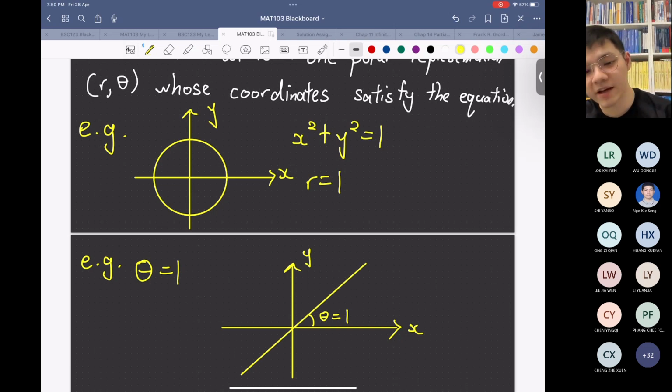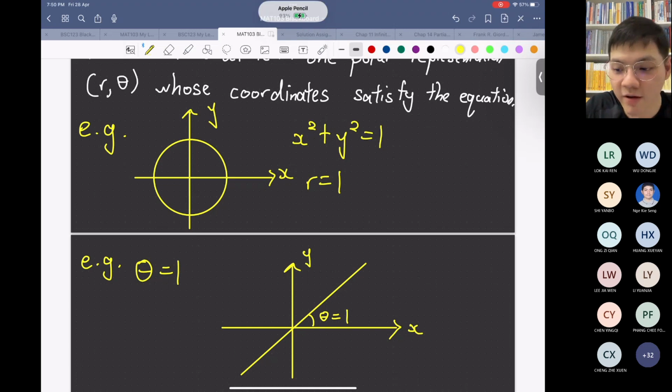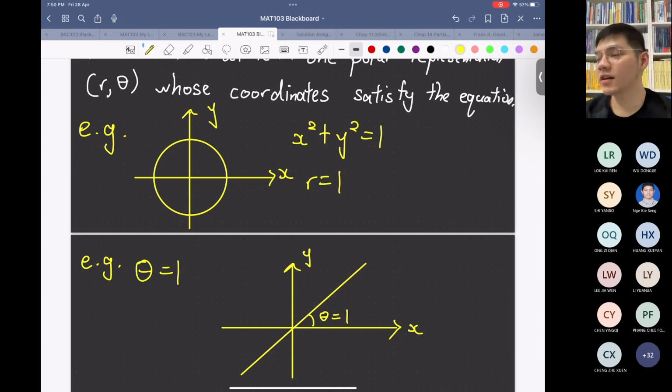So it seems that we can describe more things now with a function. This is an advantage of using polar coordinates. I think this is a good place to stop. So let's take 2 questions before we end.